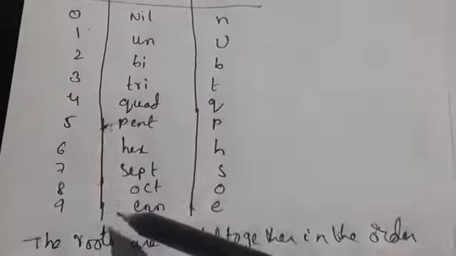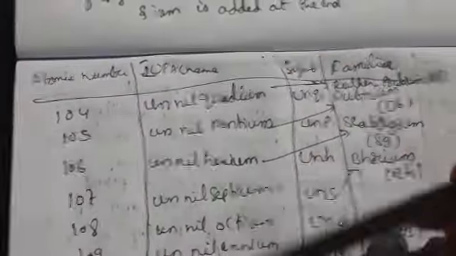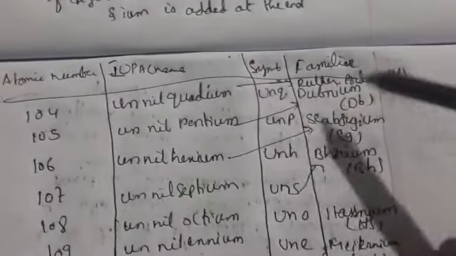If you take 0, that is nil. Like this you have to take the abbreviations, and when you take 104 we write the IUPAC names, and these are the familiar names. So this is nomenclature and IUPAC names. Next we are going to have electronic configuration.